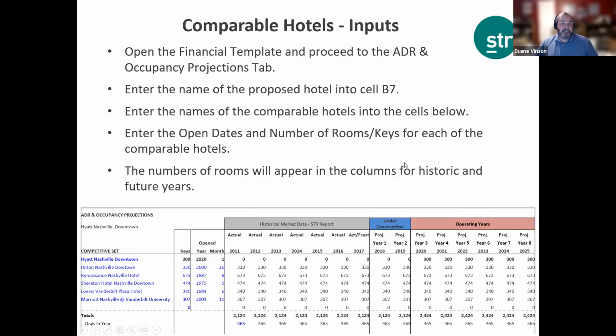So we want to open the financial template. We're going to go to the ADR and occupancy projections tab. Oh, so we get to go to a different tab now. Tab 1. We're going to enter the name of the proposed hotel as well as those of our comparable hotels. We're going to enter the number of rooms or keys, right? We're also going to enter the year and month that they opened into the spreadsheet.